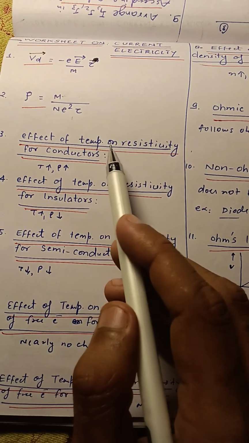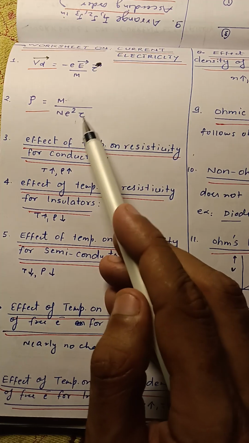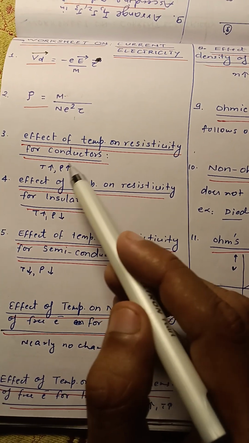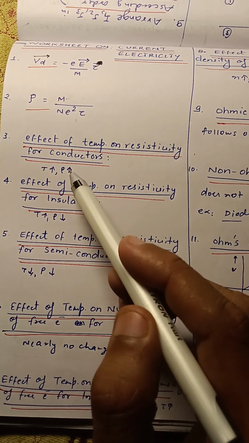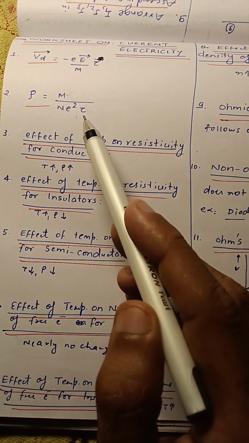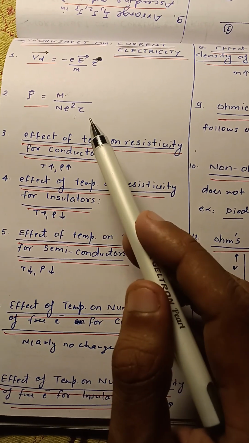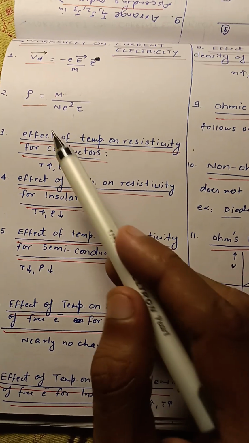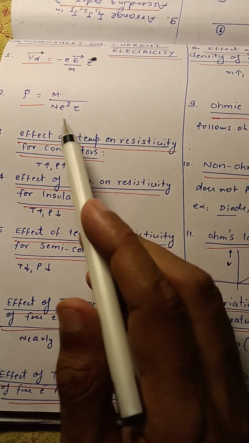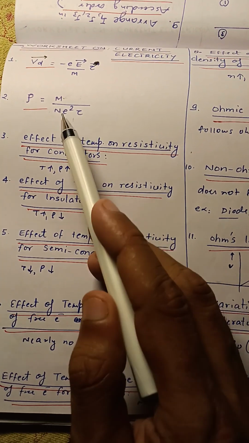Next is the effect of temperature on resistivity for conductors. As you can see, resistivity is inversely proportional to tau, the average relaxation time. If we increase the temperature, the average velocity of electrons increases, because of which tau decreases. They collide faster, the collision frequency increases. As an impact of that, the relaxation time will decrease, and as an impact of that, resistivity will increase.